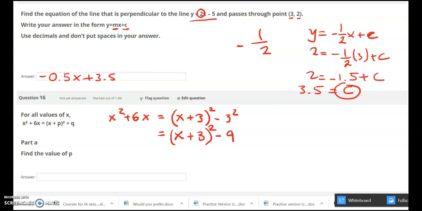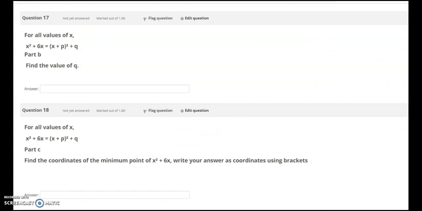The value of p is 3, and the value of q is -9. Add the value of q as -9 in this follow-on question. Now we've got the same beginning of the question, the same kind of question, but it's a follow-on.